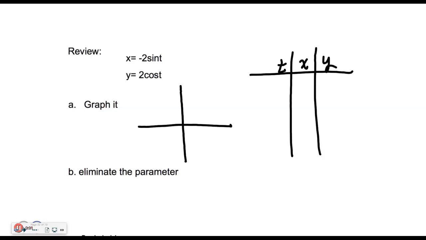If you page through your note packet, you're going to find this review. You should do it before checking it with this video. They just finished it in class.